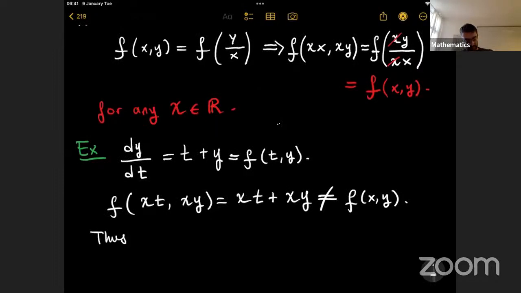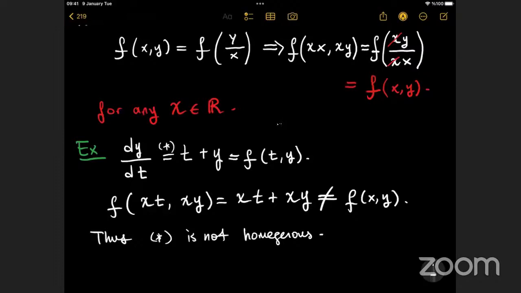Thus, let's call this star, is not homogeneous. Still, you can solve this equation. How do you solve this equation, for instance? Integrate both sides. Well, you cannot directly integrate because on the right-hand side we have a function of y.